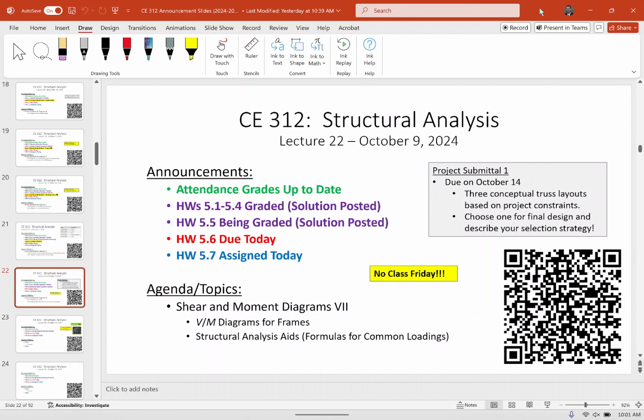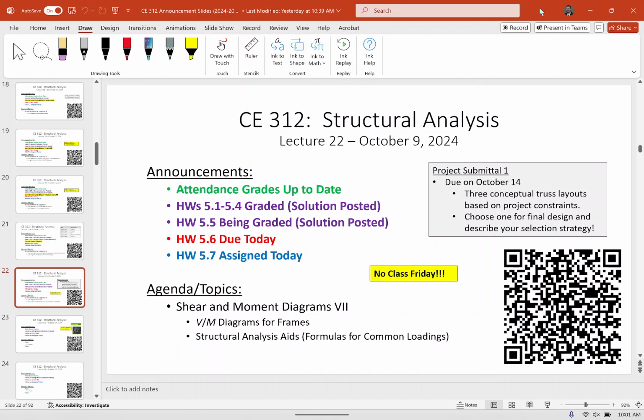And so we do spend an awful lot of time on it because of its importance, both in analysis and in design. This will be our last day on it. We're going to talk about shear and moment diagrams for frames. We are also going to talk about structural analysis aids, which I think you'll see the point of as we get into this. I used to talk about this near the end of the semester, but because of the way we rearranged our calendars in the semester, where we have another week, I thought it would be a good idea to talk about it now.